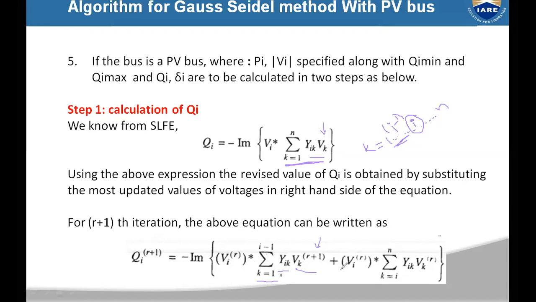Plus, again V_i at the rth iteration conjugate, into the sum over the buses from i to n, sigma k equals i to n Y_ik V_k, here in the rth iteration. So up to i minus 1, the voltage you update is the calculated value in the (r+1)th iteration, and in the second expression it is the rth iteration.